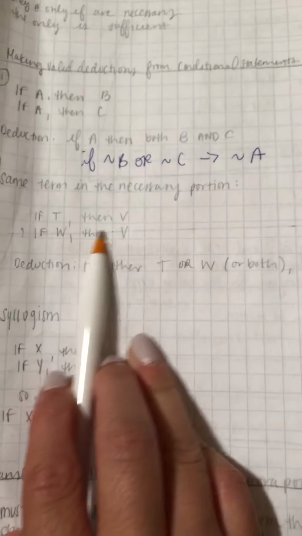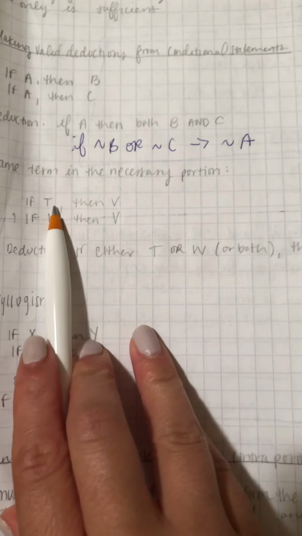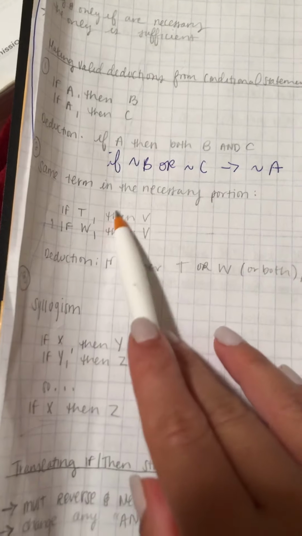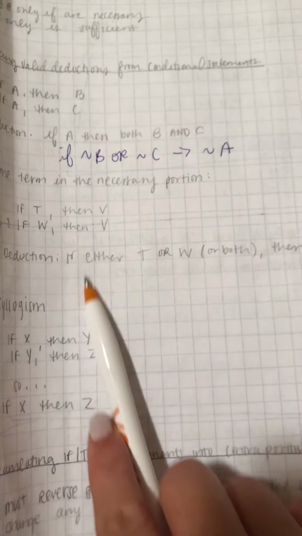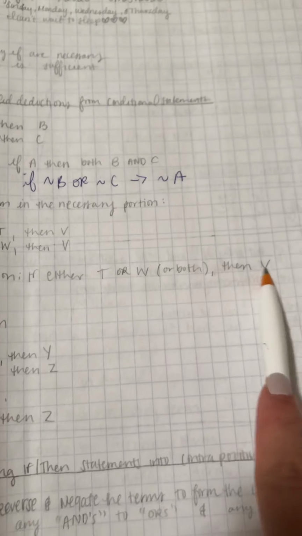Same term in the necessary. If T, then V. If W, then V. So when you have the same term in the necessary portion, if you have two Vs, the deduction would be: if either T or W, then V.